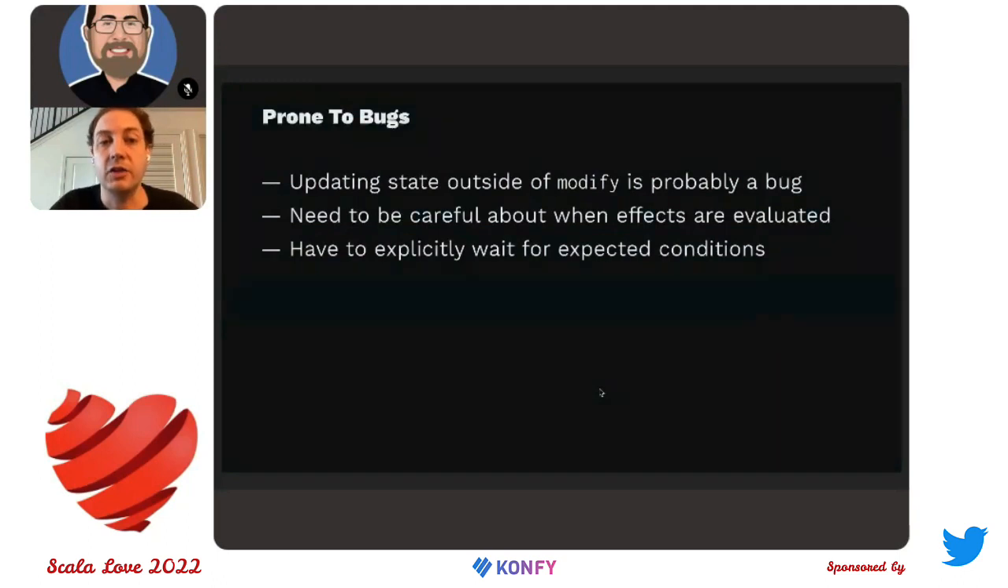And I also have to be very careful about when effects are evaluated. Like we had this idea of, well, I'm returning an effect and then I'm evaluating later with the flatten, but then we saw I had to create a promise up front because I wanted to have that when I updated the state. So there's a decent amount of thinking that we have to do about that. And then we saw that issue of having to explicitly wait for these expected conditions.